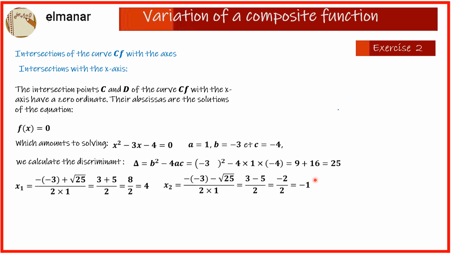So, -1. Conclusion. The x-intercepts of the graph are the points where the y-coordinates are 0, and the x values are the solutions we found. Point C with coordinates -1, 0. Point D with coordinates 4, 0.